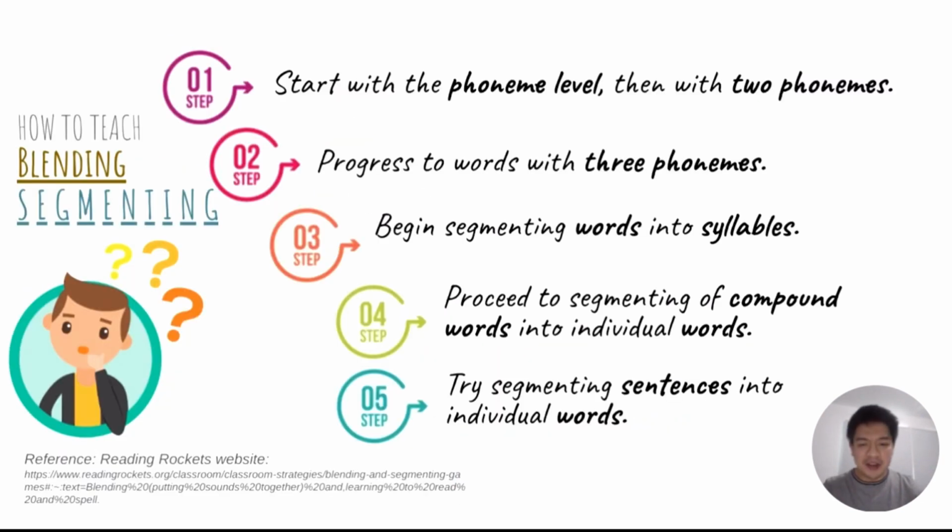How to teach blending and segmenting? For the beginning readers, the instruction of blending and segmenting shall start with the phoneme level. The teacher can begin with 2 phonemes, then progress to words with 3 phonemes. Thereafter, begin the teaching of segmenting words into syllables, and consequently, from compound words to individual words. You can also ask students to segment the individual words from the sentences.